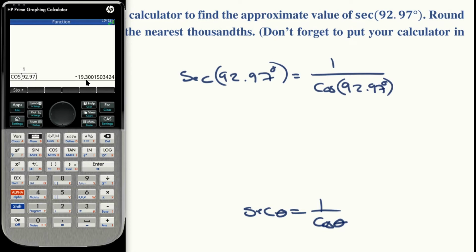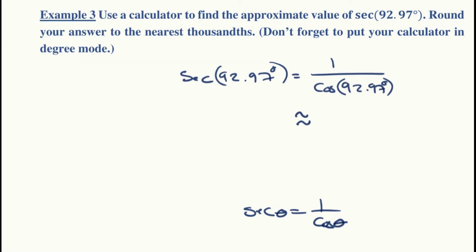So negative 19 point, now remember we're going to the nearest thousandths, and the thousandths digit here is the 0 right there, so it's followed by a 1, so we can just go ahead and drop all that, so it'll be approximately negative 19.300. And that's basically all you have to do here. So make sure that you know how to handle a scenario like that with a function which is not on the calculator using an identity, and we should be in good shape.